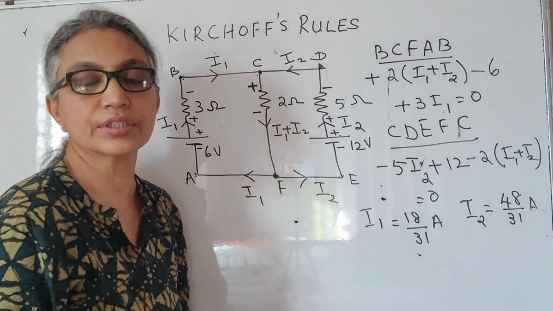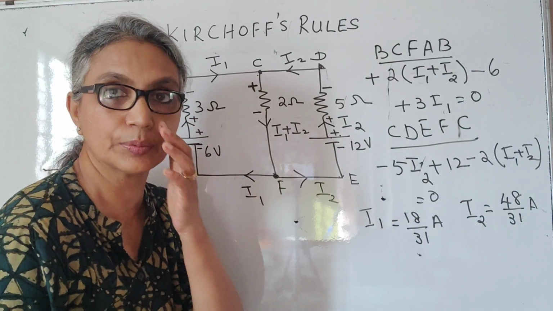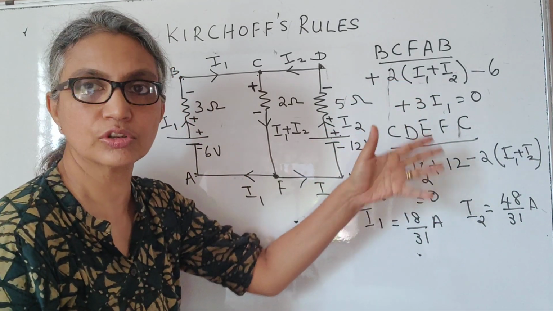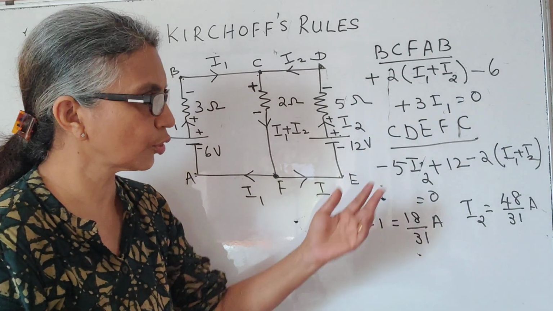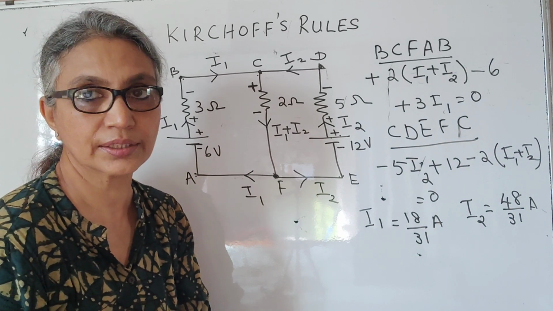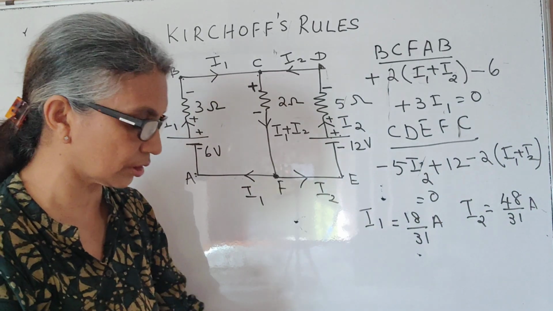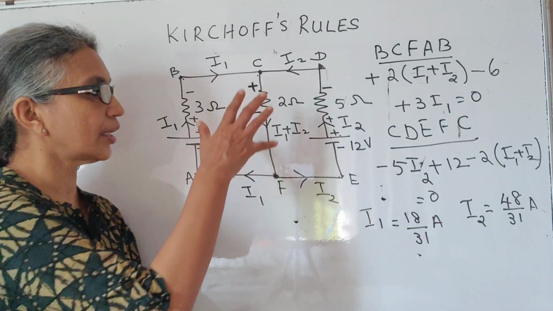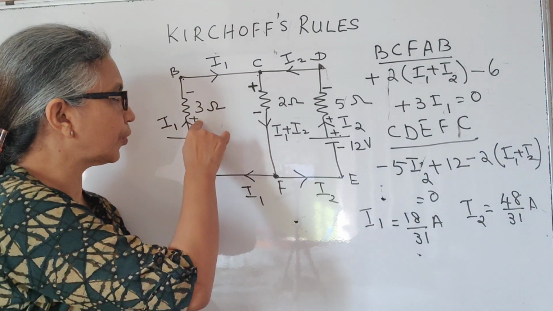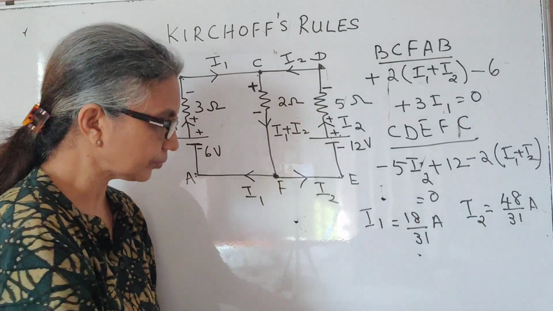Okay, so you can try it out at home. I1 you will get as 18 by 31 ampere, I2 you will get as 48 by 31 ampere, simply by opening the brackets and solving the two equations for the two variables. Now if you have difficulty, not a problem, we'll be solving such problems online, so at that time you can ask me your doubts. Okay, so we have these two rules, Kirchhoff's rules. I hope you understood that as soon as you get your circuit, you please mark the positive and the negative ends and then write your formulas.